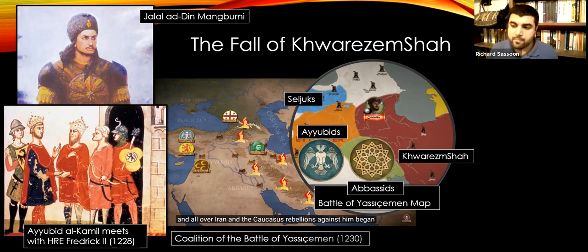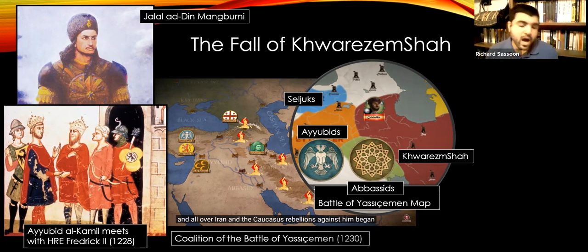If we remember from our discussions of the Crusades, the Ayyubid Sultanate was the one ruled by Al-Kamil. And you can see a picture of Al-Kamil negotiating with Frederick II Hohenstaufen during the Sixth Crusade in 1228, which is only 2 years before. So this was on his eastern side. He had just taken this territory of Ahlat, and Jalal ad-Din was invading it.